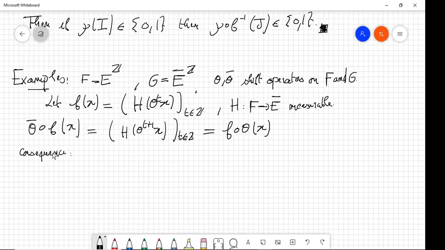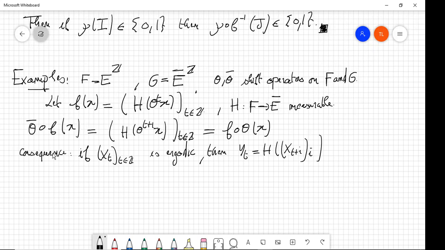So if you take an ergodic process, so if X_t is ergodic, then if you look at this transformation Y_t, which is simply H of X_{t+i} over i, then this Y_t is also ergodic. Okay, so it means that when you take an ergodic process, if you take this transformation of this ergodic process of this form, you still obtain an ergodic process.